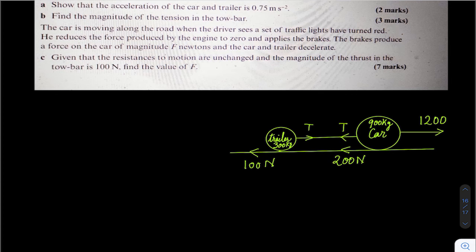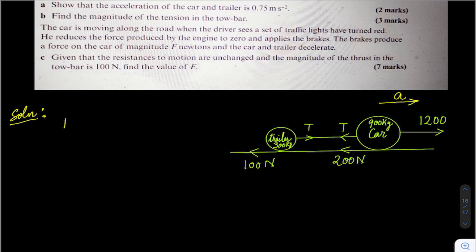Obviously now if we are pulling the car and trailer by a force of 1200 newtons, so we can say there will be some acceleration. Let's take that as E. The first part is show that acceleration of car and trailer is 0.75 meter per second square. So what we will do in this is, again, we will take the whole system. So when we take the whole system, what we will see is what's the net force, and that net force will be equal to total mass into acceleration.